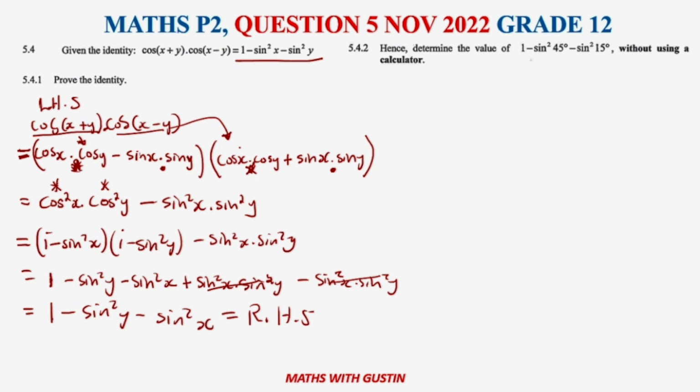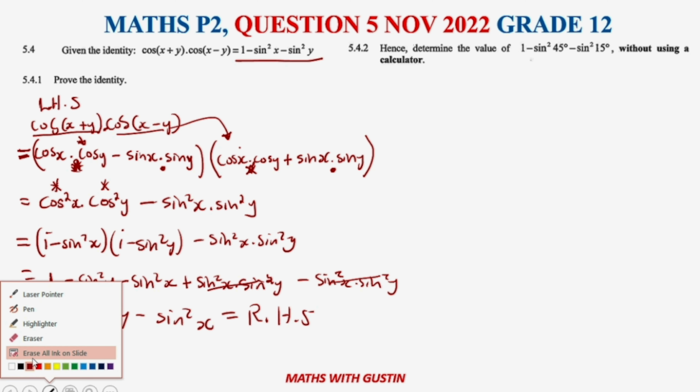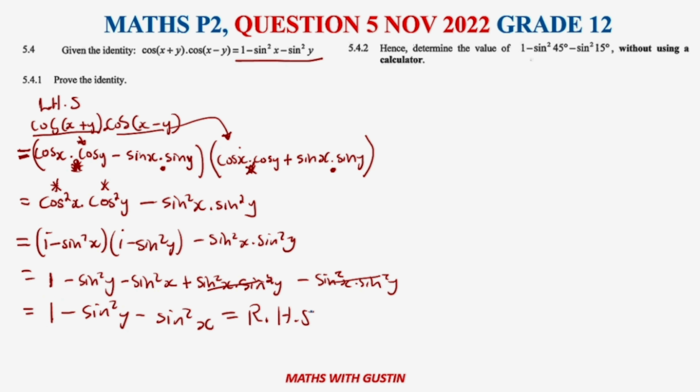Now let's move to 5.4.2. Okay, anyone who has got a question on this one, please let me know. Guys, I think I've done more than enough to explain here. I think it looks better. All right, great stuff. So now let's have a look at this one here. Determine the value of 1 minus sine squared 45 minus sine squared 15 without the use of the calculator.